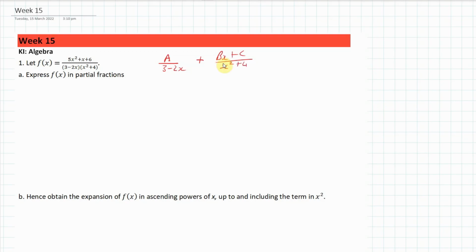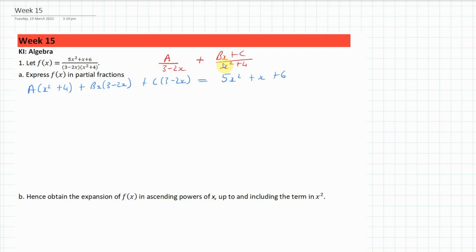And this leads us to the numerator must be a times x squared plus 4, plus bx into 3 minus 2x, plus c into 3 minus 2x. And that's equivalent to this, 5x squared plus x plus 6.